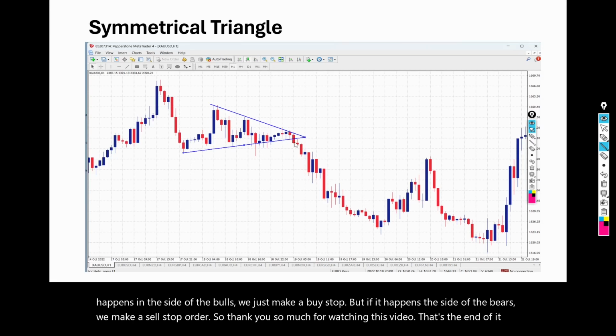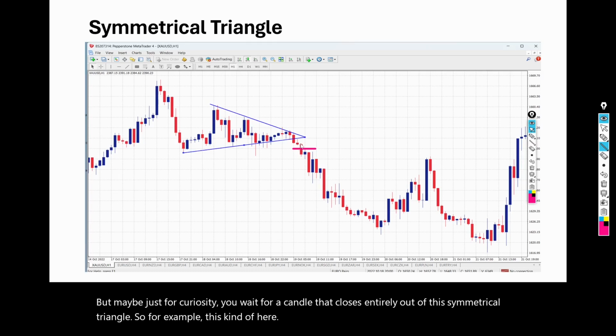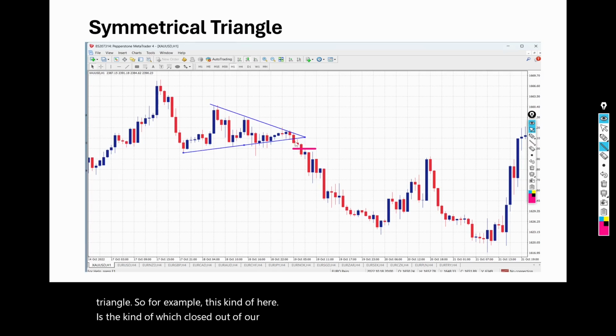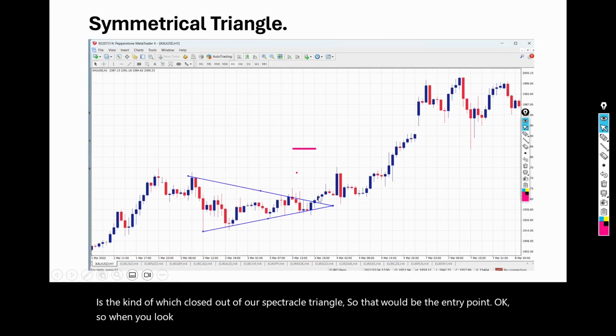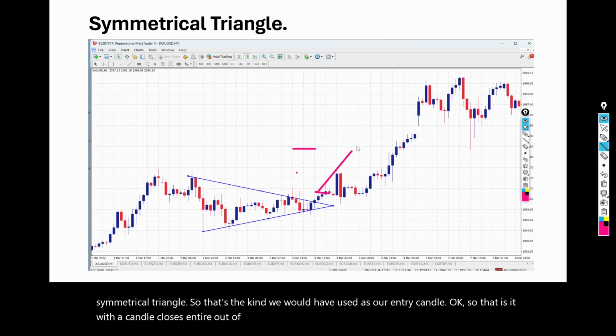But maybe just for curiosity, you wait for a candle that closes entirely out of this symmetrical triangle. So for example, this candle here is a candle which closed out of our symmetrical triangle. So that would be the entry point. Okay. So when you look here, this candle here is one which closed entirely above the symmetrical triangle. So that's the candle we would have used as our entry candle. Okay, so that is it. If a candle closes entirely out of this symmetrical triangle, we make an entry. We might not wait for a retest because retests sometimes in continuation patterns do not happen.